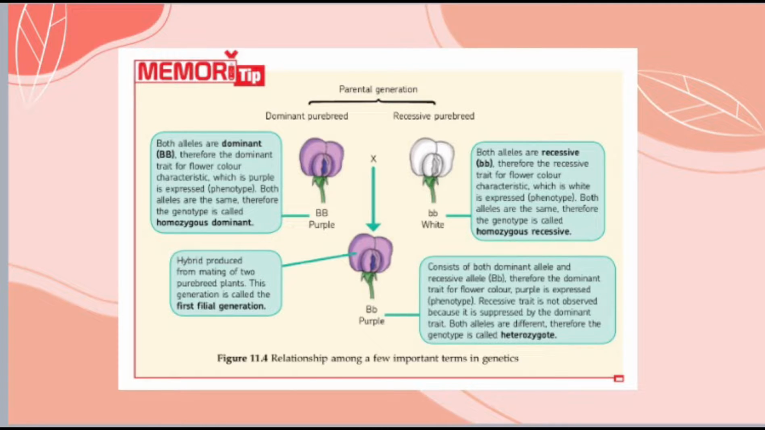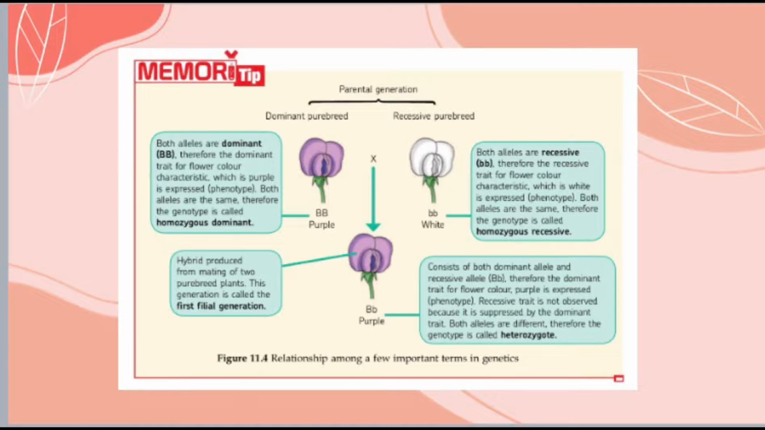Okay, for the white flower, both alleles are recessive, so it is represented by small letter b and small letter b. Therefore, the recessive trait for flower color, which is white, is expressed. Both alleles are the same, therefore the genotype is called homozygous recessive. When both are recessive alleles, they can express the trait.